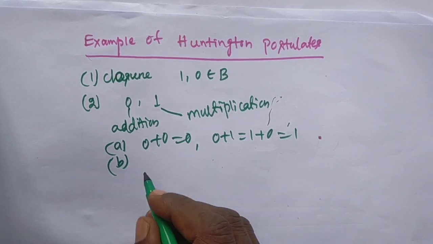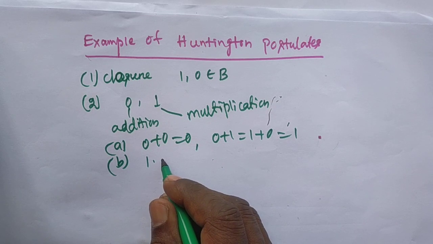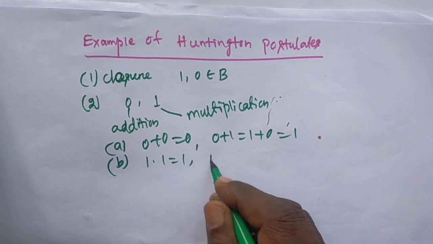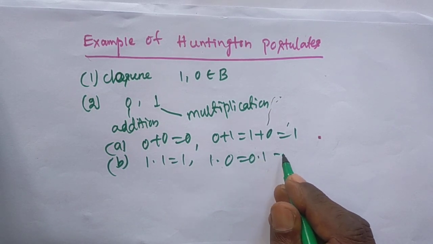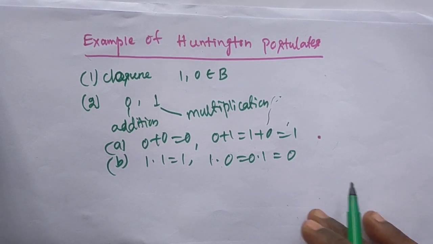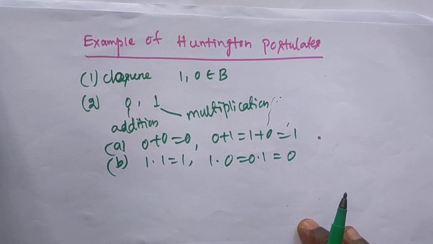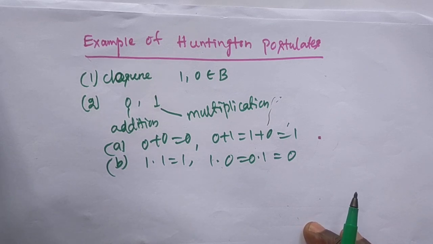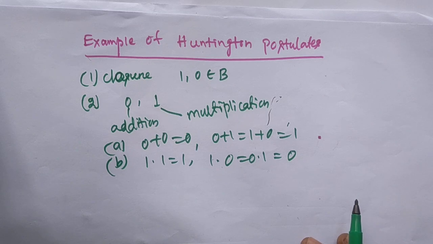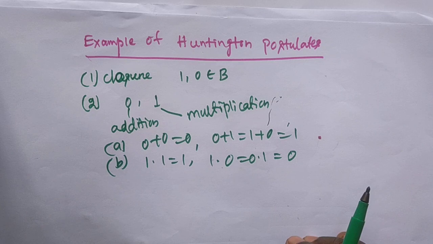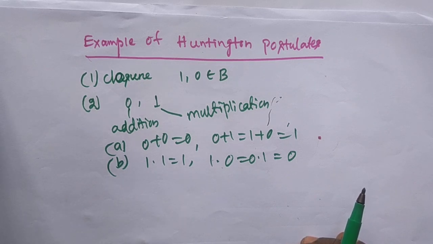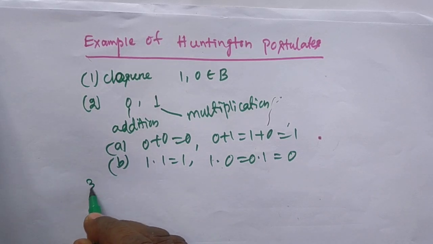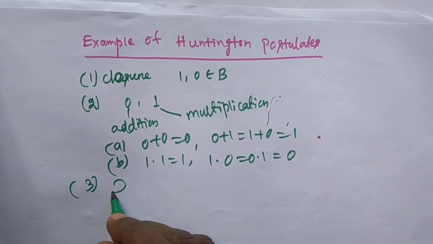Otherwise, from the multiplication point of view, 1 into 1 is equal to 1, and 1 into 0 is equal to 0 into 1 is equal to 0. That also belongs to set B. So two identity elements, that is 0 and 1, are used for addition and multiplication, defined in this way. Okay, identity elements. And commutative laws we can also define, as previously, which you can call symmetric. Now we will see the distributive law.